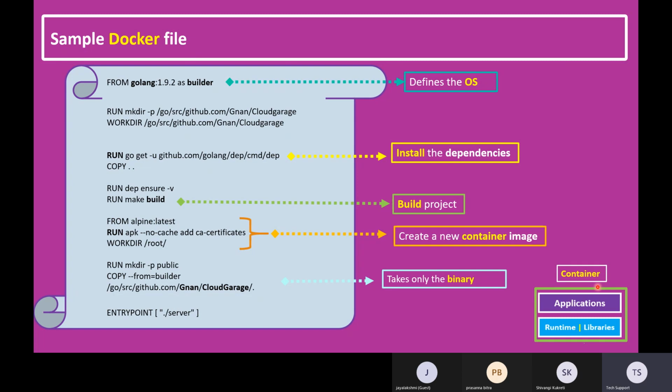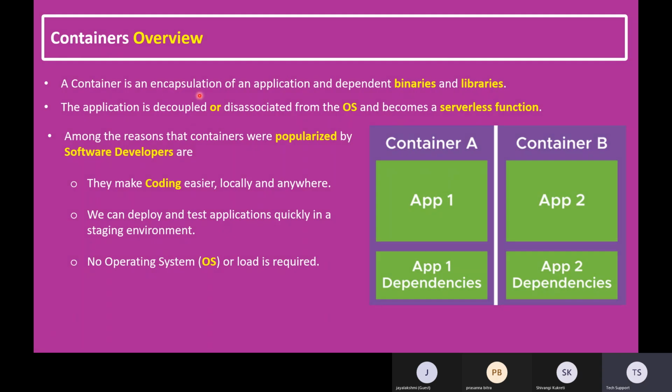Now we'll talk about a containers overview. A container is an encapsulation of the application and the application-related dependent binaries and libraries. These binaries and libraries, we call them dependencies also. And the application is decoupled, or disassociated, from the operating system, and becomes a serverless function. Using the containerized application, not only microservices, we can also implement serverless functions. That functionality is also available.